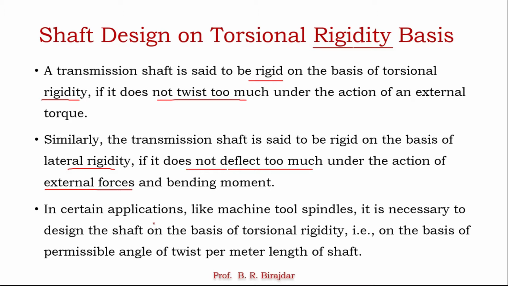In a few applications where we have to think of torsional rigidity, like in the machine tool spindle, it is necessary to design the shaft on the torsional rigidity basis. Here, on the basis of rigidity, we have to restrict the permissible angle of twist per meter length, otherwise it may fail or will not work properly.